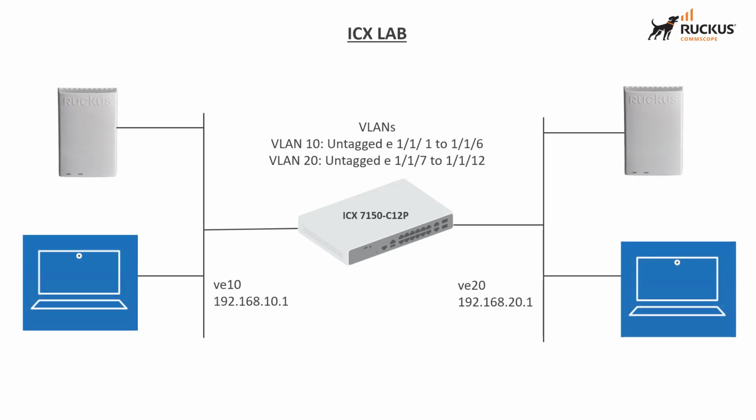On the LAN segments, I have two devices connected to VE10. One is a Ruckus H320 access point and a Windows 10 laptop. In VE20, I have a second H320 access point and a MacBook Pro. As I've said, both those devices get IP addresses on those networks, 192.168.10 and the 20 network. So that is the lab.